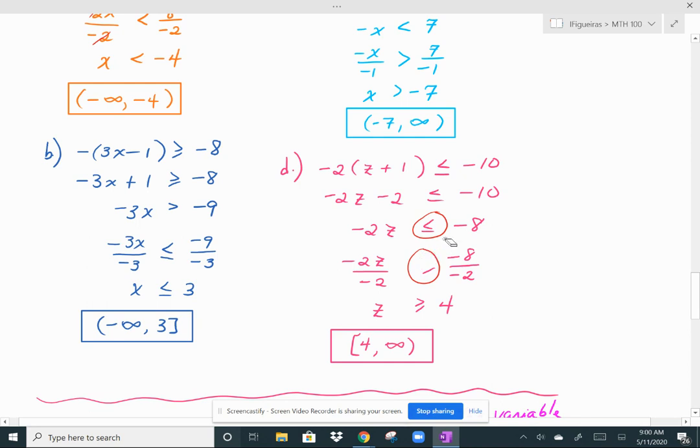So your interval is the interval from 4 to infinity, and you want to include the 4, so you put a bracket around the 4.